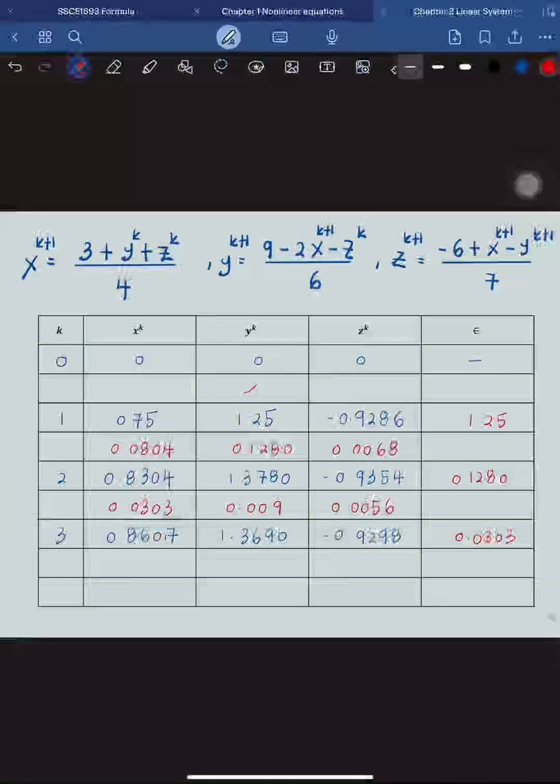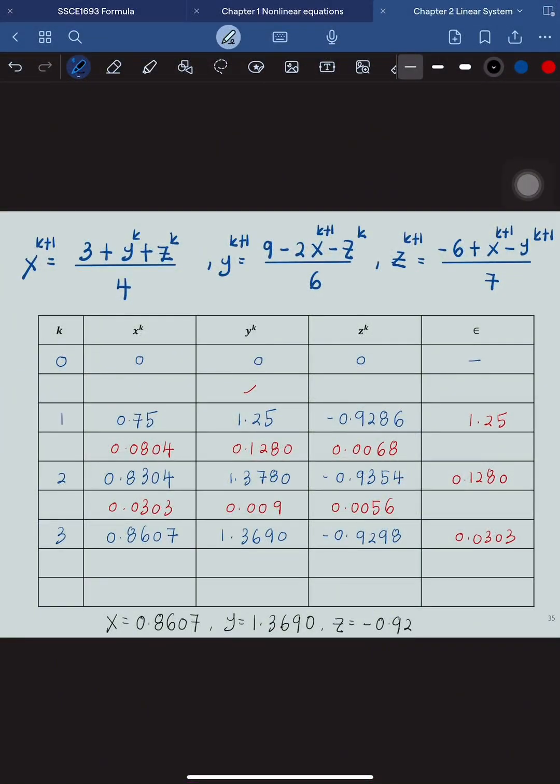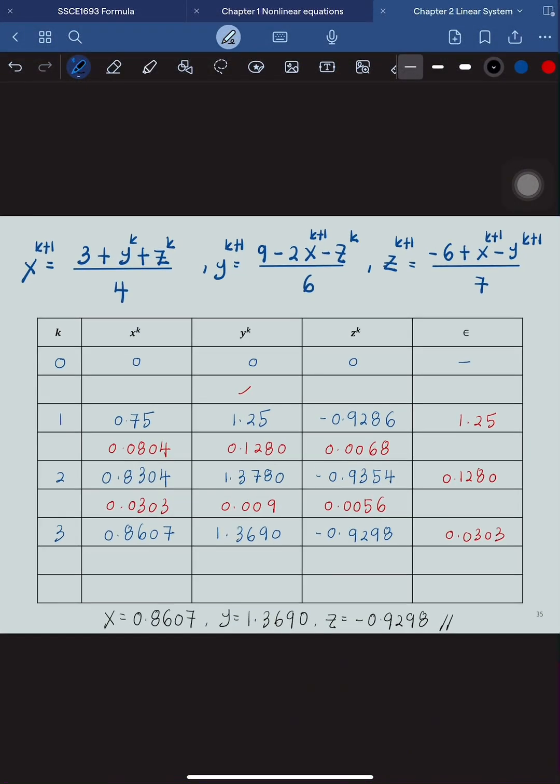Therefore you can stop. Therefore x is equal to 0.867, y equal to 1.3690, and z equal to negative 0.9298. So this is your answer. Okay, that's all for this chapter.